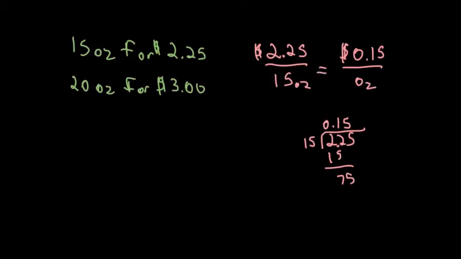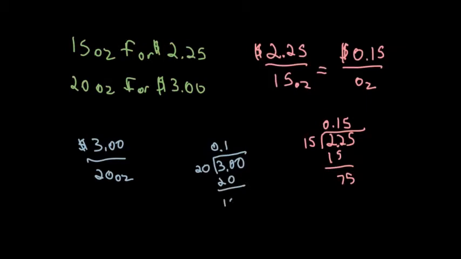Then for my second one, do the same thing. So it's money, which is $3 over 20 ounces. So again, I got to do that division. So $3 divided by 20. 20 won't go into 3. Bring up that decimal. 20 goes into 30 once. Subtract, you get 10. And 20 goes into 100 5 times. So that equals 15 cents per ounce.